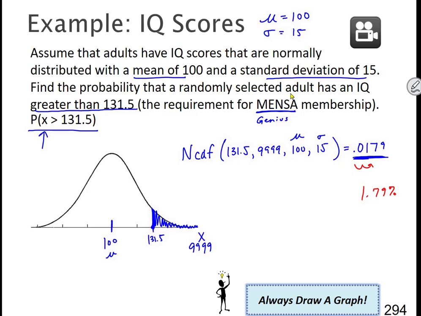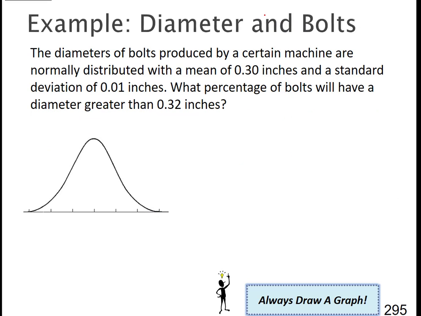Let's try another example. The diameters of bolts produced by a certain machine are normally distributed with a mean of 0.3 and a standard deviation of 0.01. Again, I would encourage you to stop and write that down. So I'm going to put mu is 0.3. 0.30 is the same. That's up to you. And sigma is 0.01 inches. What percentage, that's a new question, what percentage of bolts will have a diameter greater than 0.32?